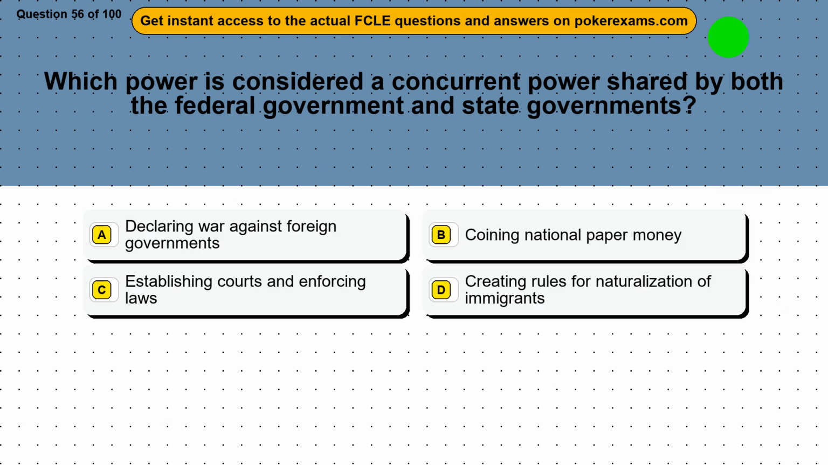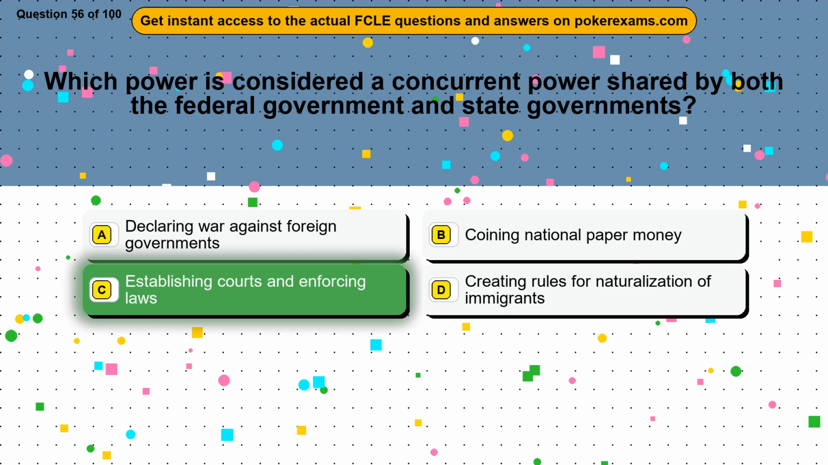Question 56. Which power is considered a concurrent power shared by both the federal government and state governments? Option A, declaring war against foreign governments. Option B, coining national paper money. Option C, establishing courts and enforcing laws. Option D, creating rules for naturalization of immigrants. The correct answer is option C, establishing courts and enforcing laws.